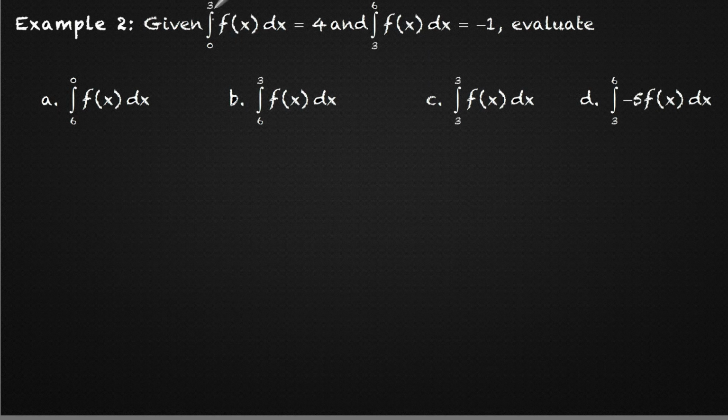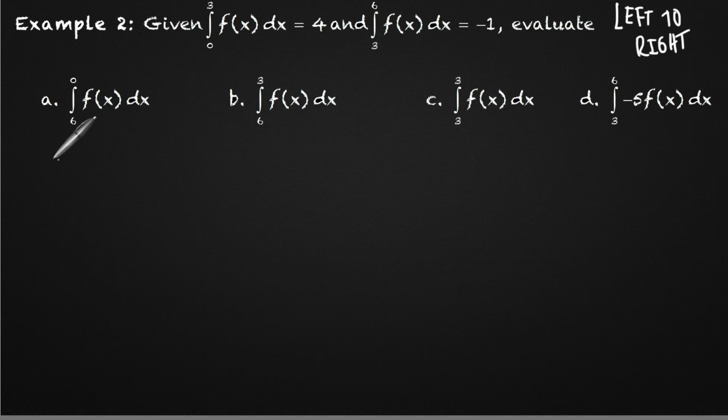Given the integral from 0 to 3 of some function we don't know is 4, and the integral from 3 to 6 of that same function is -1, evaluate the following. Okay, we want to find 6 to 0. So I would highly recommend that you always integrate from left to right like you're reading a book. So let me write that down. Integrate from left to right, just like you are reading a book.